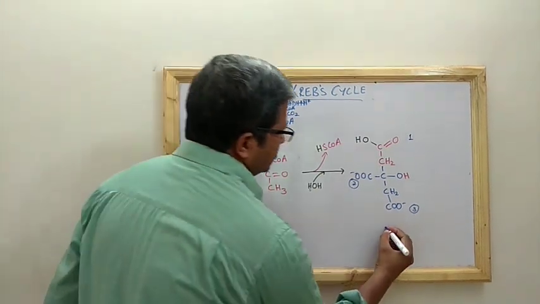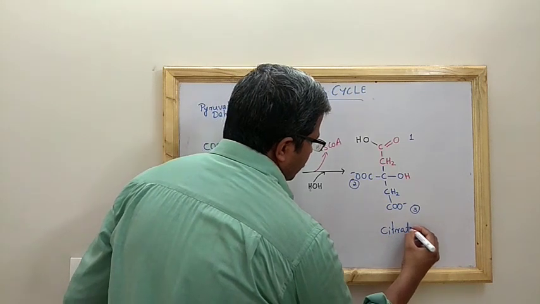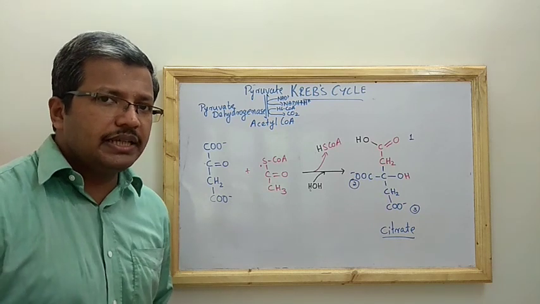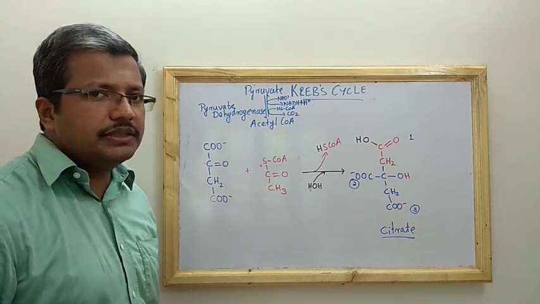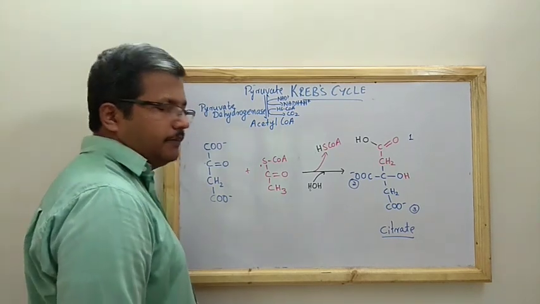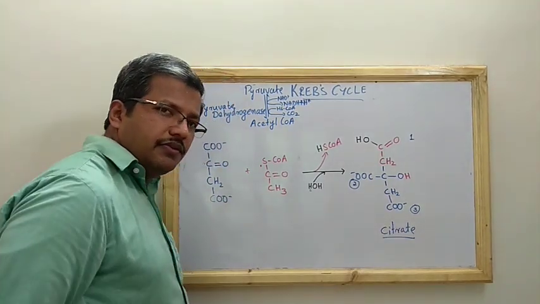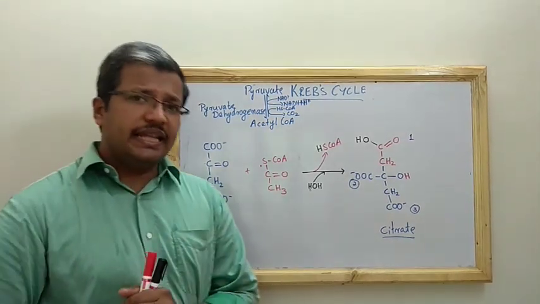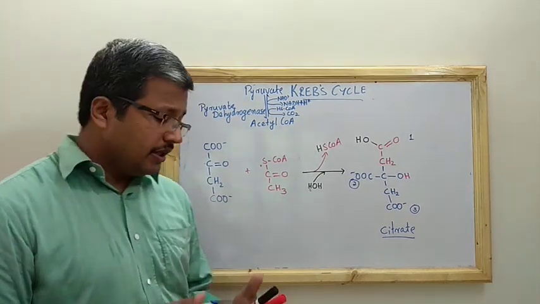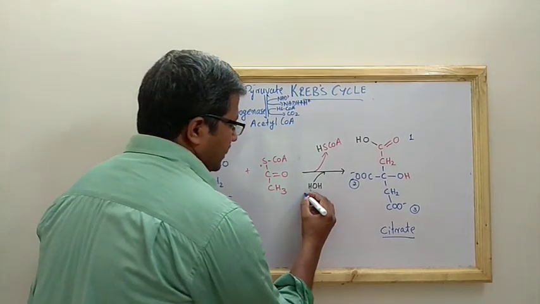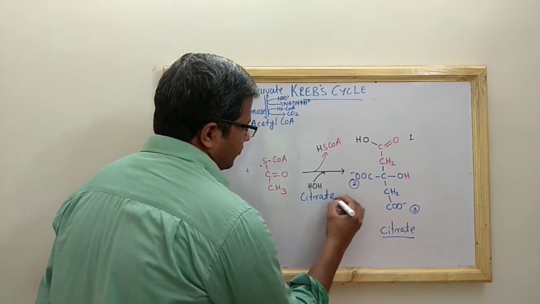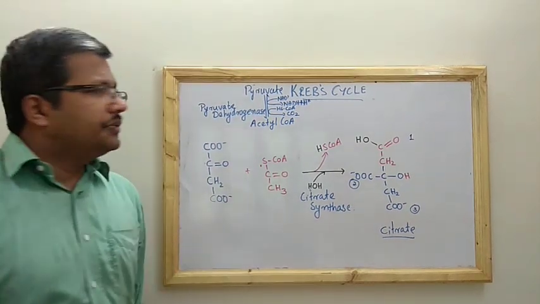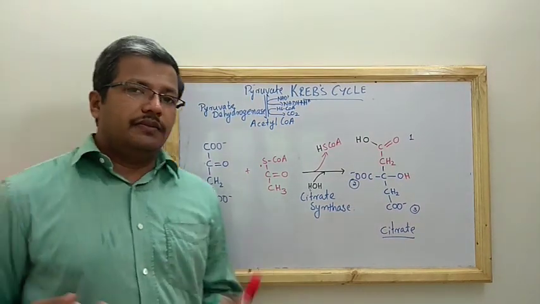So citric acid or citrate, that is formed in the first step of Krebs cycle, is tricarboxylic acid, and therefore the Krebs cycle is also known as tricarboxylic acid cycle, TCA cycle. It is citrate, therefore it is known as citric acid cycle. Hope it is clear for you. Now what is the enzyme that catalyzes this particular reaction? It is nothing but the citrate synthase. Citrate synthase.